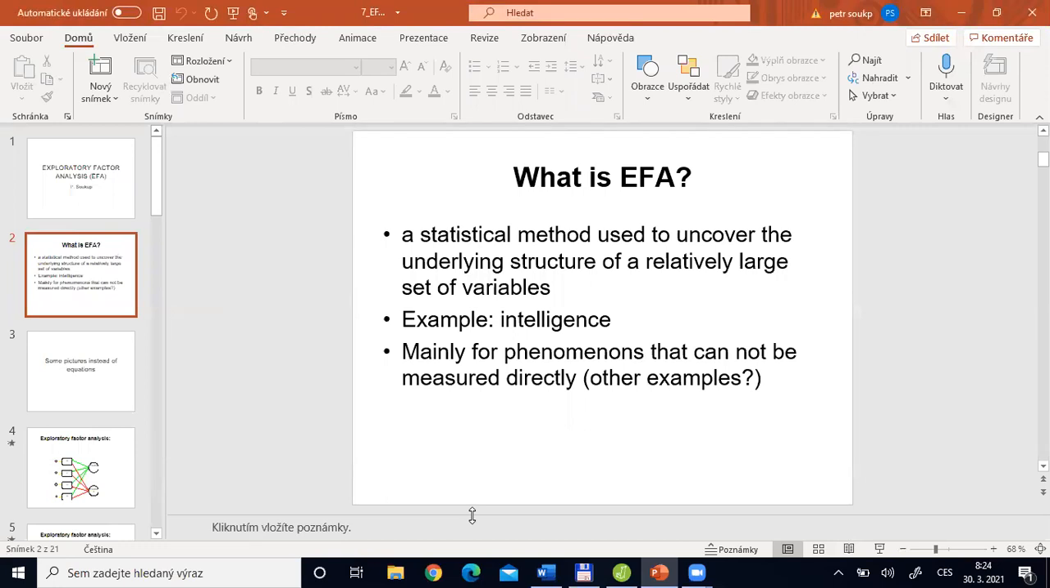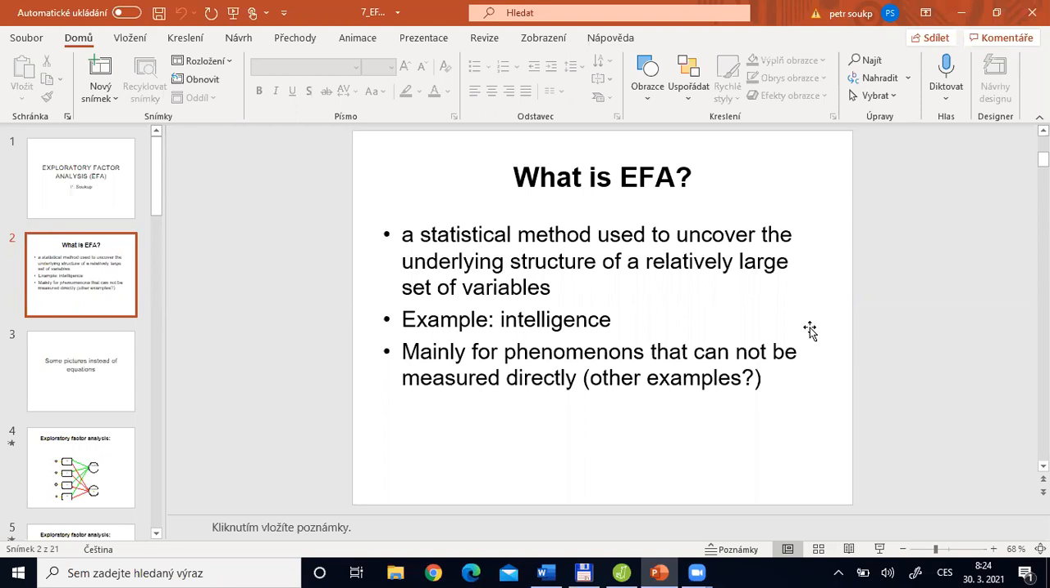And maybe it would be good, before we continue our discussion and present pictures and equations, to stop for a minute here and discuss phenomena that cannot be measured directly. So, for example, intelligence cannot be measured directly. We do not have any special instrument by which we could directly measure intelligence. That's why psychologists invented many testing procedures that can help us indirectly to inquire about the intelligence of an individual.